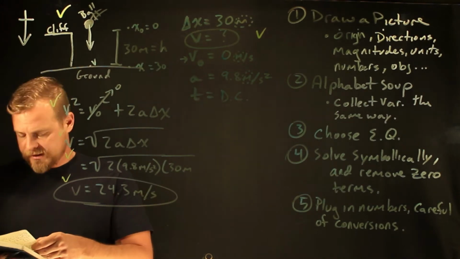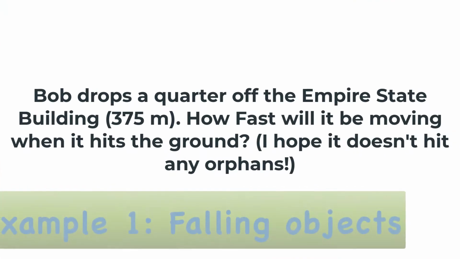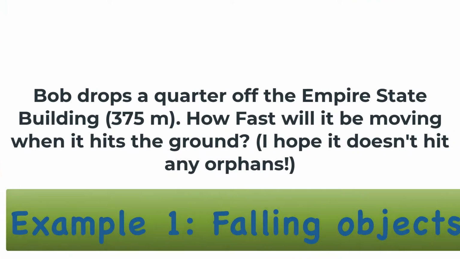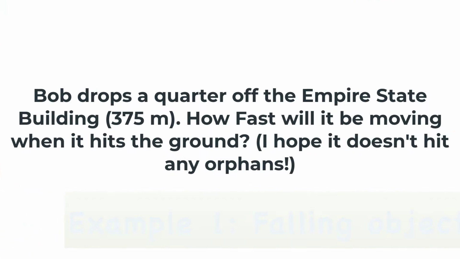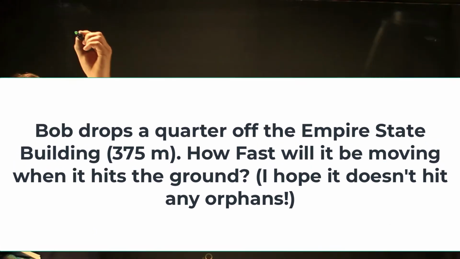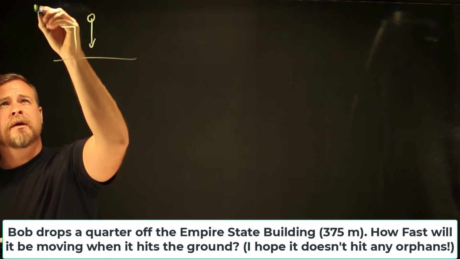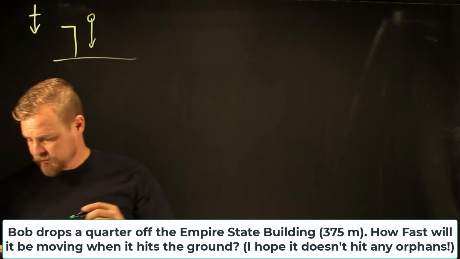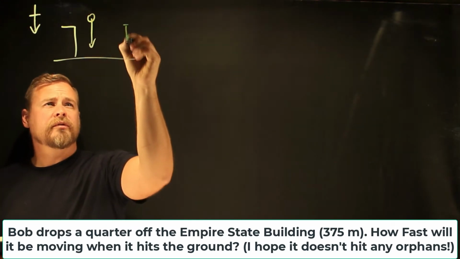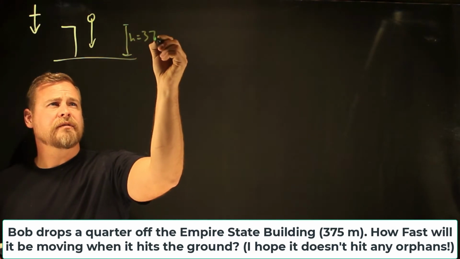Let's go ahead and do an example. Bob drops a quarter off a 375 meter tall building. How fast will it be moving when it hits the ground? Alright, so let's draw a picture. Ball is falling, reference point. Okay, done. Okay, add some numbers. The height here is 375.